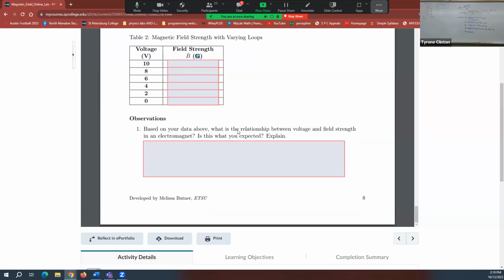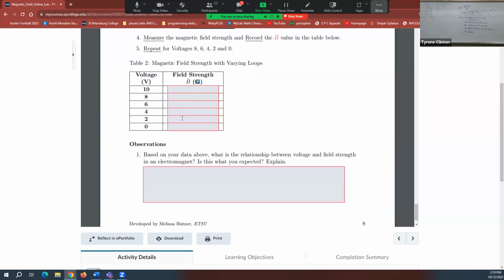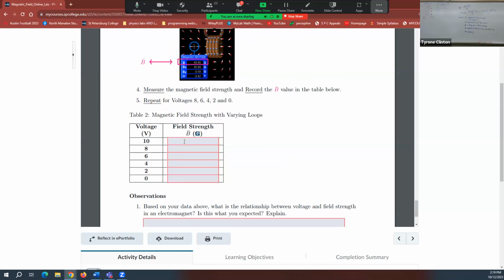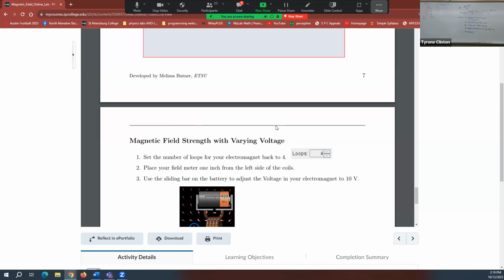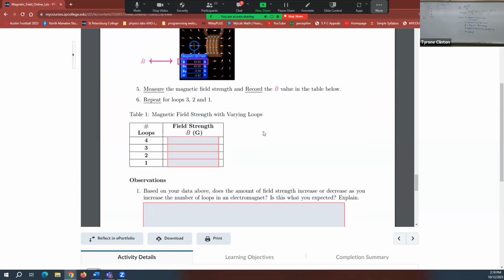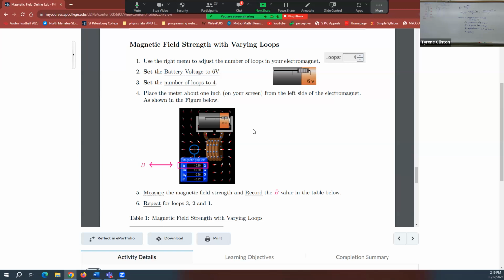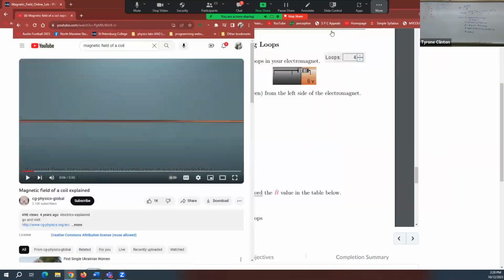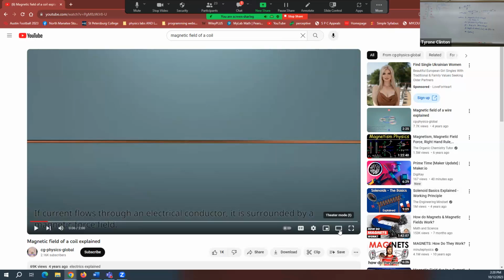So your field strength will vary, obviously, as you modify the voltage, and you're going to just simply plug in those numbers. So this is more of an exercise where you're just playing around with the simulation, but I want to give you an idea and understanding of what this looks like via more of a simulation.